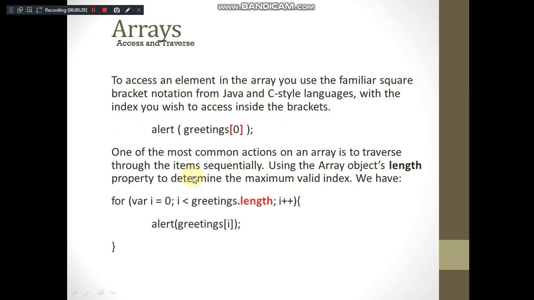Once we create the array inside JavaScript, we can access it in the script by using the indices, like greetings of 0. You can display it inside the alert message, or use it inside a for loop. There is one property associated with the array that we can observe here, the length property, which is built-in and used to determine the length of the particular array. So the loop runs till the end of that array. Length is one of the properties associated with it.